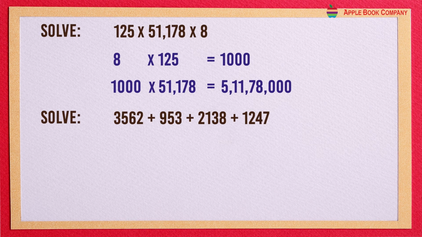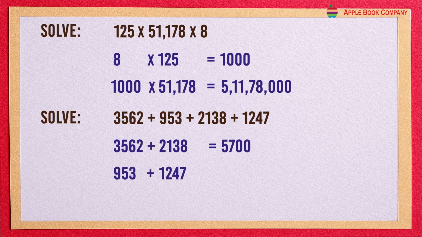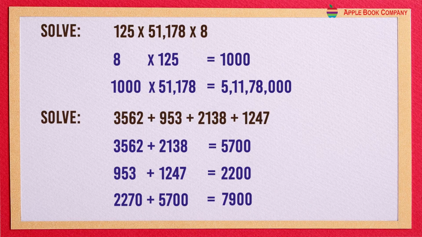Second bit, 3562 plus 953 plus 2138 plus 1247. Observe the values, children, right? So we will add 3562 plus 2138 where we get 5700, and then 953 plus 1247 will give you 2200. So when you add 2200 and 5700, you get 7900.